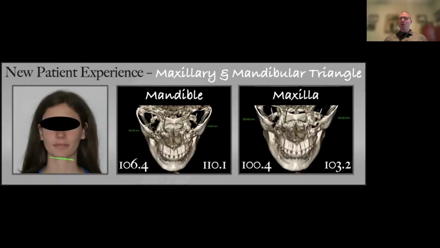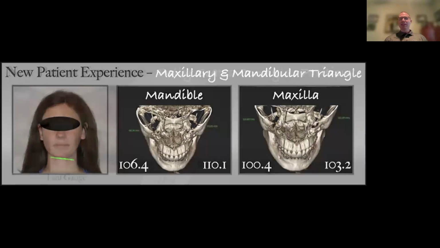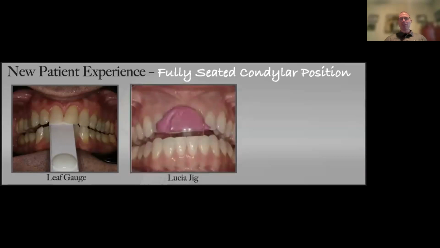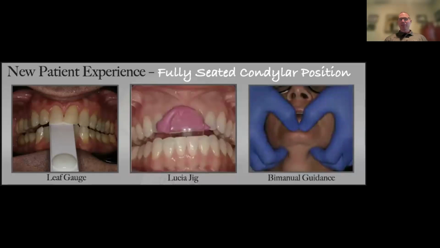But how do we know when we should image patients? That starts with evaluating the occlusion in the fully seated condylar position. This could be done in different ways. You can use a leaf gauge, you can use the Lucia jig, or you can use bimanual guidance. One of the questions I often get is, which one should I use? Which one's the best?